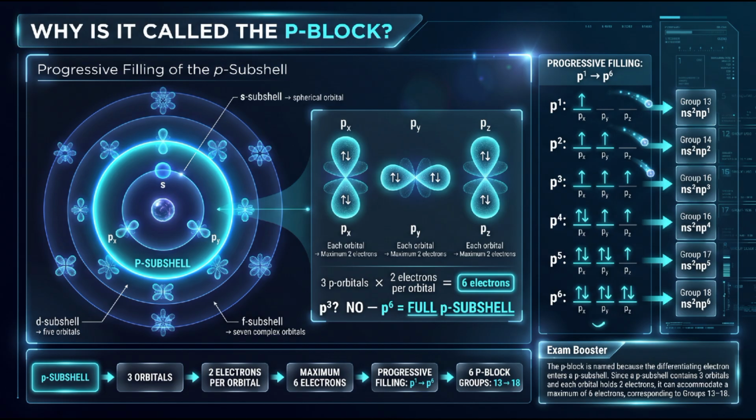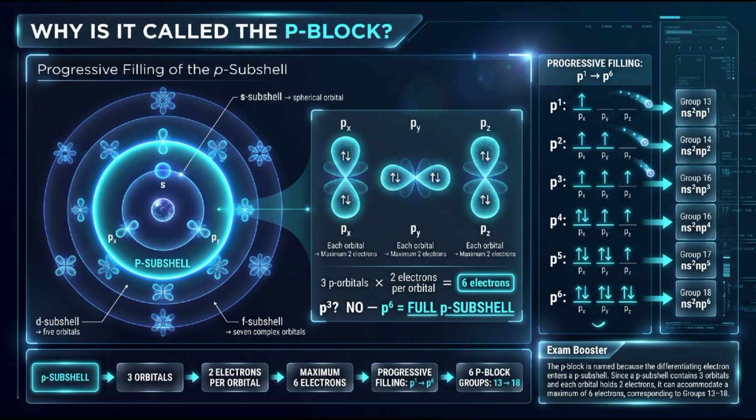The same pattern appears in the third period. Aluminium has 3s², 3p¹. Silicon has 3s², 3p². Phosphorus has 3s², 3p³. Sulfur has 3s², 3p⁴. Chlorine has 3s², 3p⁵. Argon has 3s², 3p⁶. Therefore, the p-block pattern repeats in each period where p-orbitals are being filled.